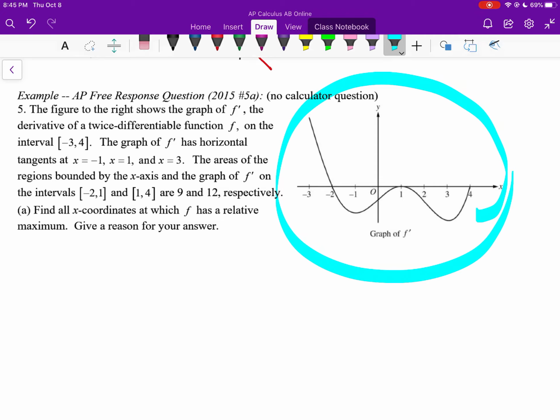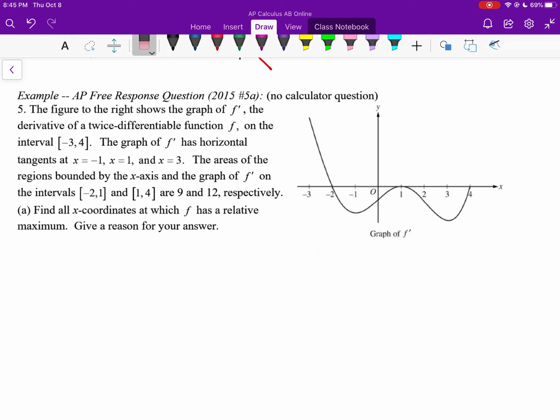They want you to be able to analyze functions. When they don't give you the graph of the function, they give you this other information, which is this graph of the derivative. The figure to the right shows the graph of f prime, the derivative of a twice differentiable function f on the interval between -3 and 4. The graph of f prime has horizontal tangents at x equals -1, at x equals 1, and at x equals 3.